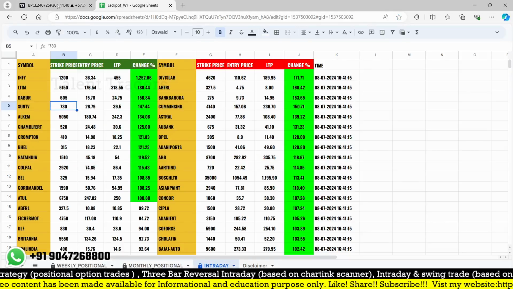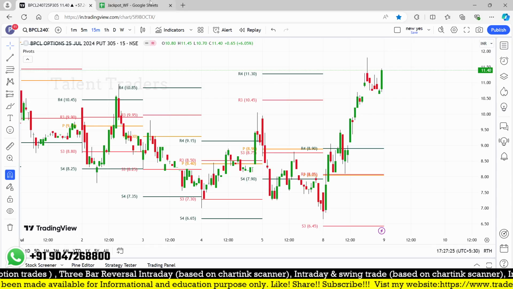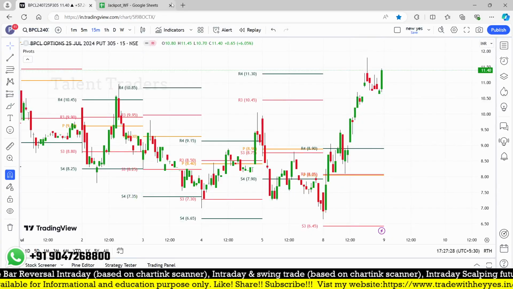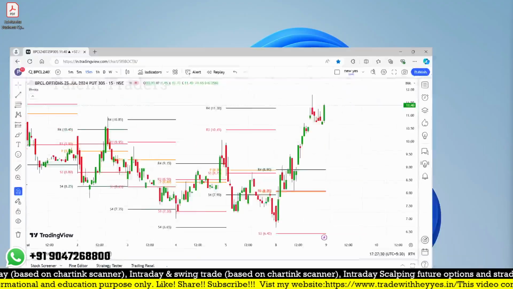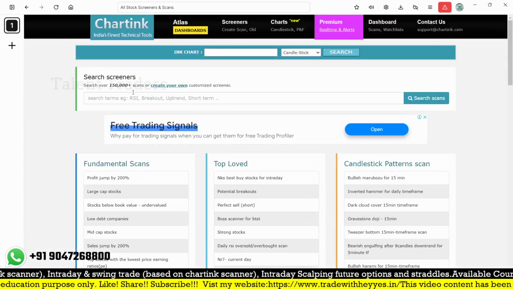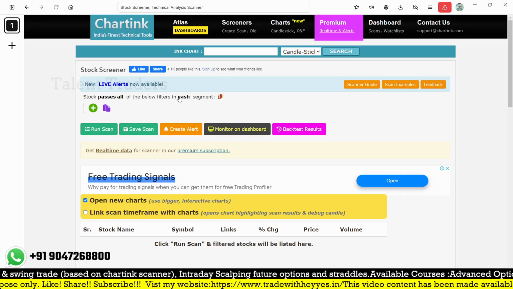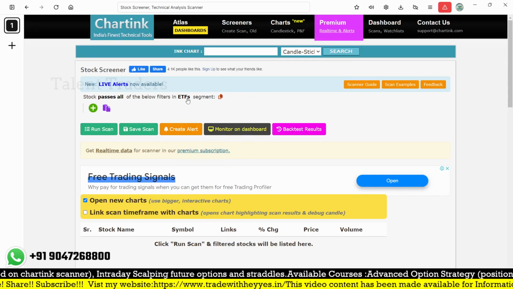We used an intraday breakout of the R4 level. The same thing, which we use intraday, I am going to apply on a monthly basis. So let me try to create the scanner in Chartink. This default scanner is not available in Chartink.